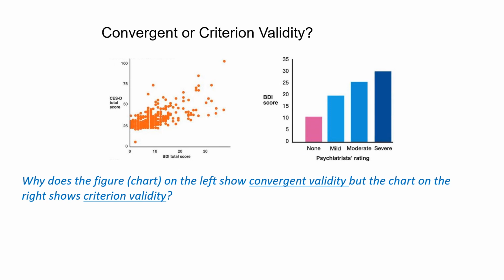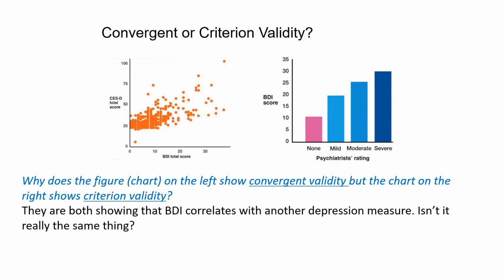Which gets us to the question, why does the chart on the left show convergent validity, but the chart on the right shows criterion validity? Think about that for a minute. Why do you think the chart on the left is showing convergent validity, but the chart on the right is showing criterion validity? I mean, they're both showing that BDI correlates with another depression measure. Isn't it really the same thing?